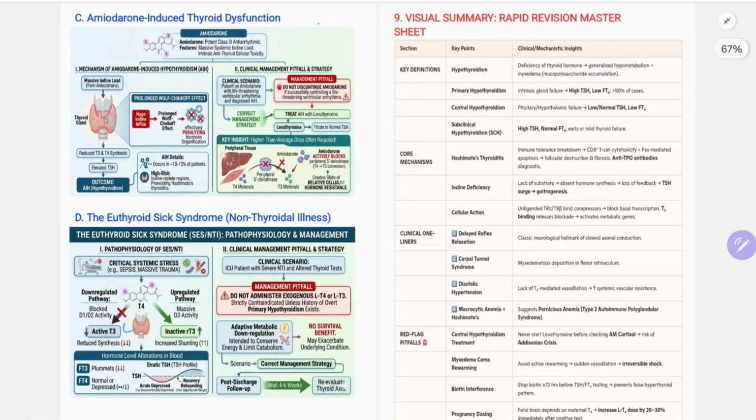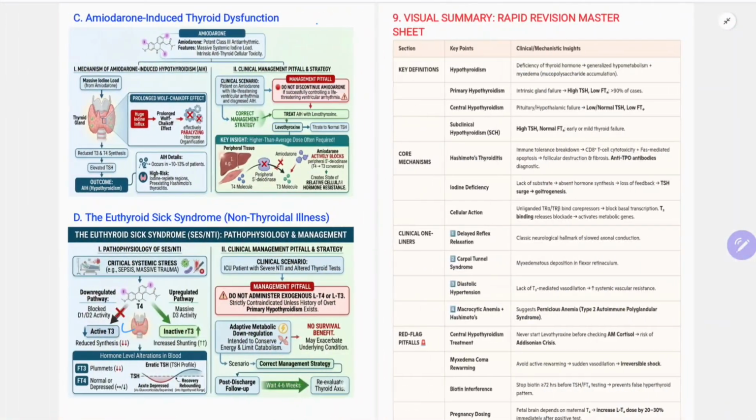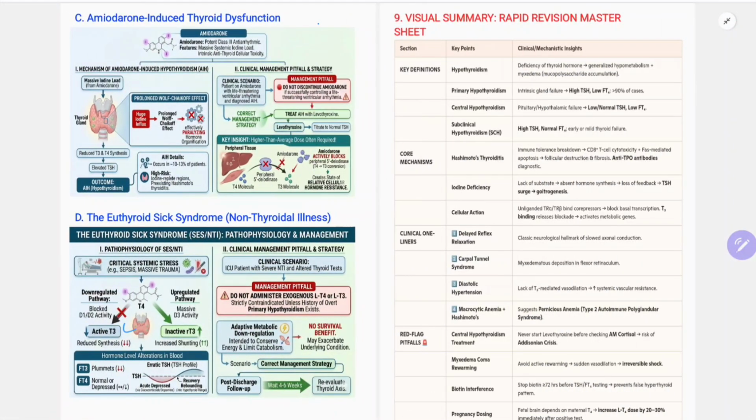If there is altered function, meaning abnormal thyroid function tests, what do you do after discharge? Follow up the patient after 6 weeks, perform those thyroid function tests again, and according to them you treat the patient. But don't give thyroid hormones in the acute stage.